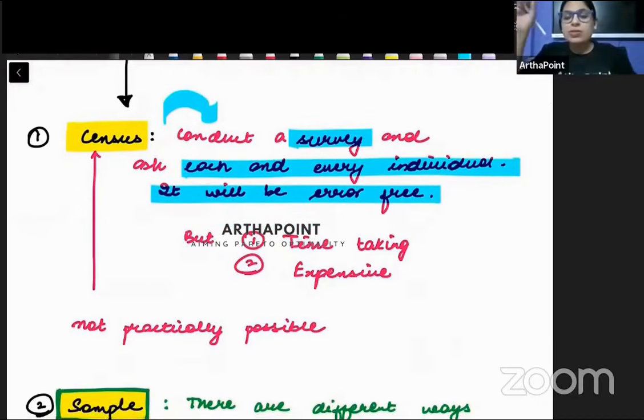So a census is when you go ahead and you ask each and every individual of the population. Now, since you have collected data of the entire population, there is no reason why you will be making any kind of error, right? It will be error free. Error free in the sense, kya matlab hai beta?